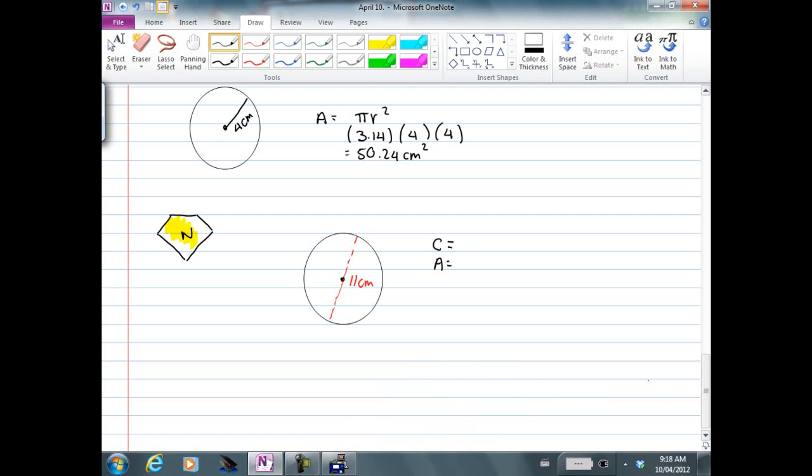And who haven't I picked on today yet? Eeny, meeny, miny, mo. I think I asked everyone today. Gurjot, that's the one I didn't ask yet. Gurjot, what's the formula for circumference? Pi d, which is 3.14 times 11. And what's your answer, Gurjot? 34.5 cm is correct.